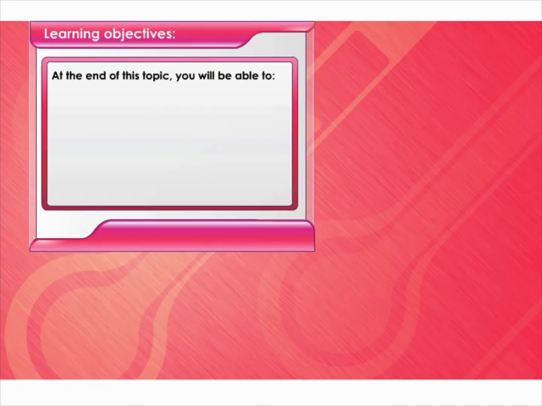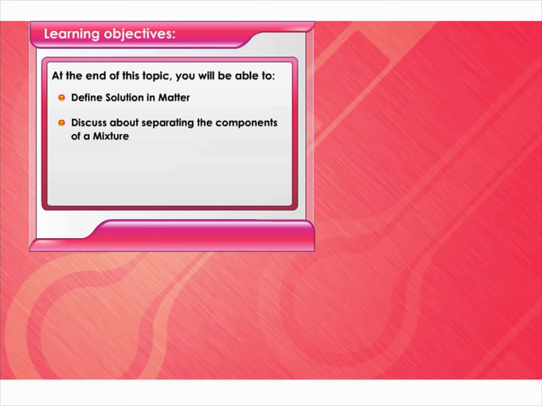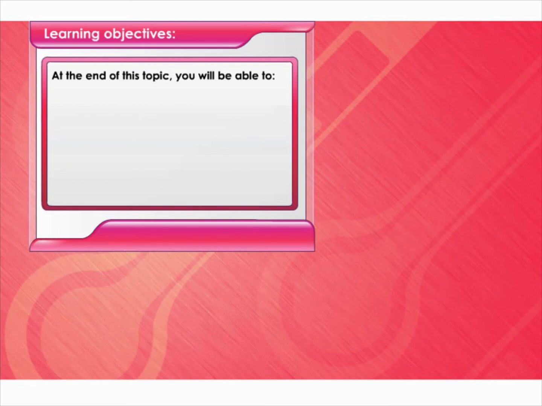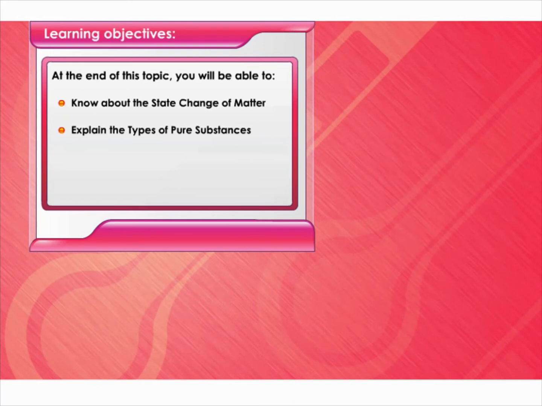Learning objectives. At the end of this topic, you will be able to define solution in matter, discuss separating the components of a mixture, explain the physical and chemical changes in a mixture, know about the state change of matter, and explain the types of pure substances.